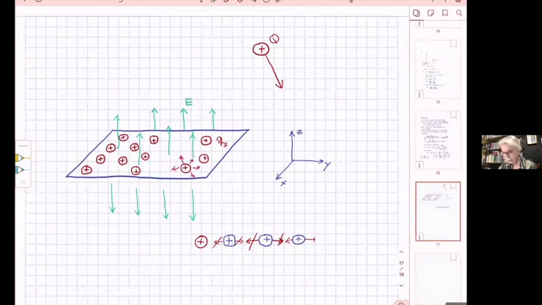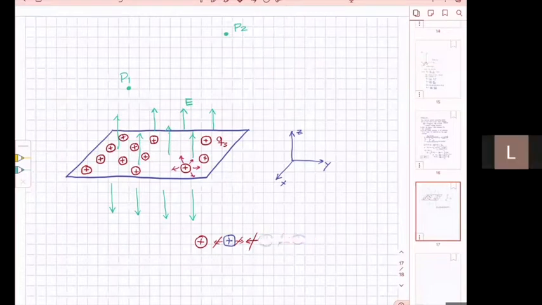There are two of us. I am here, I'm observer one, and you're here. What is each one of us going to see? What do you think? The function is constant with respect to the distance from the plane. Exactly.